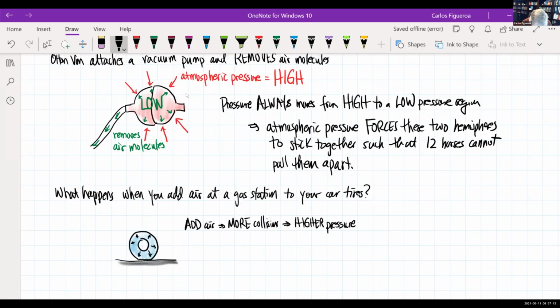And so what happens next, because you've done that, is that your tire is now going to do what? It's actually going to be slightly bigger. And it's going to be slightly harder, because now you're not adding kinetic energy to the gas molecules. You're just adding more gas molecules to do this. So now you have more collisions in this case here.